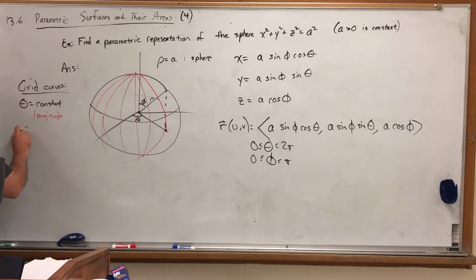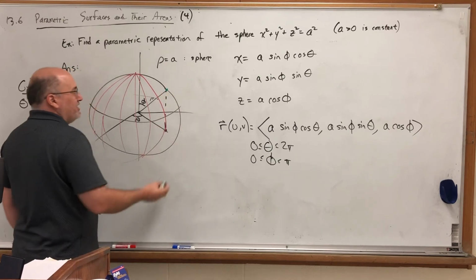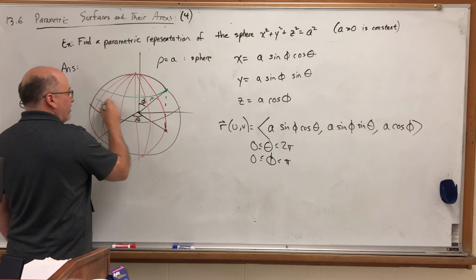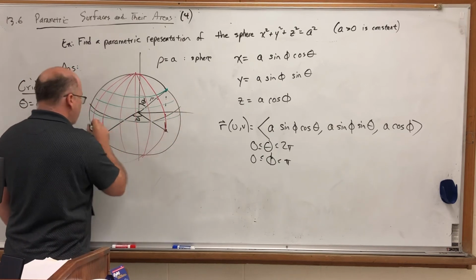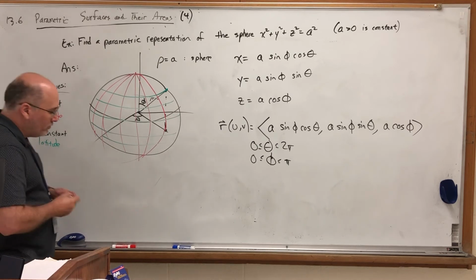Take a wild guess what phi equals a constant would look like. For example, if we held the tilt angle constant. So if we were here and only tilted that far, we could rotate the theta wherever, and our grid lines for phi equals a constant would be latitudes. Lines of latitude.